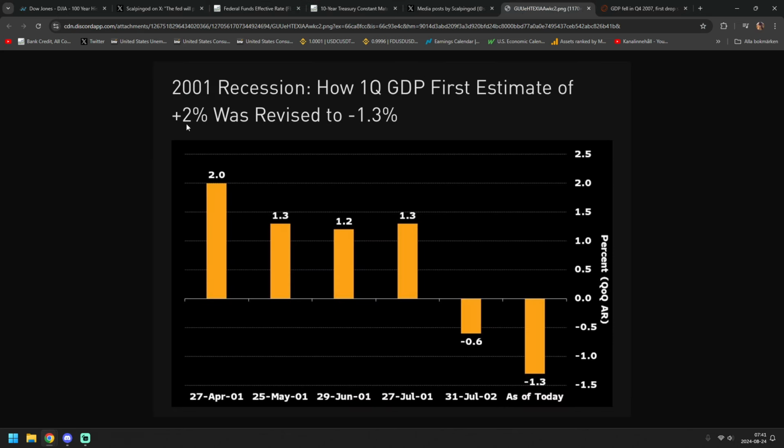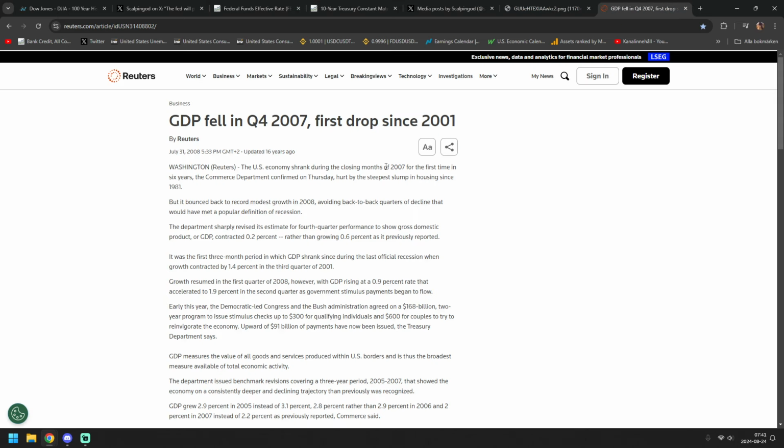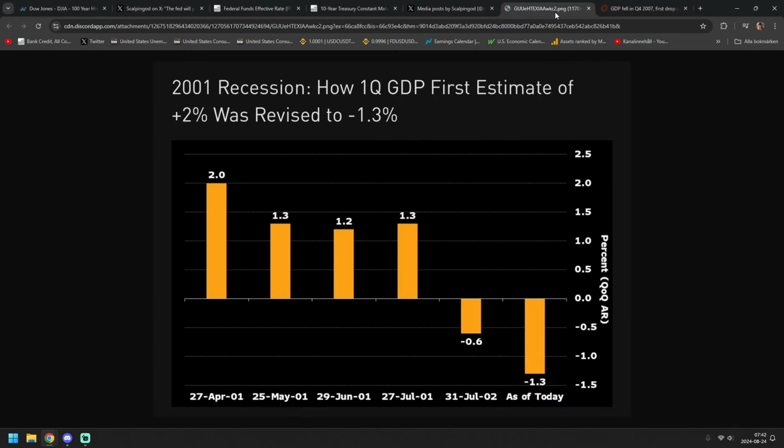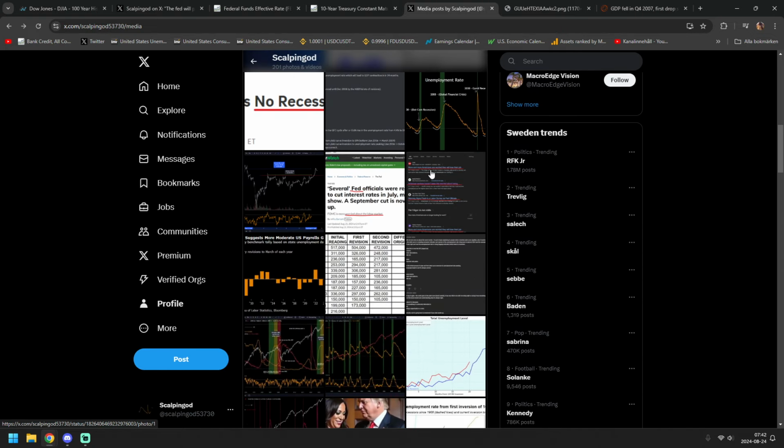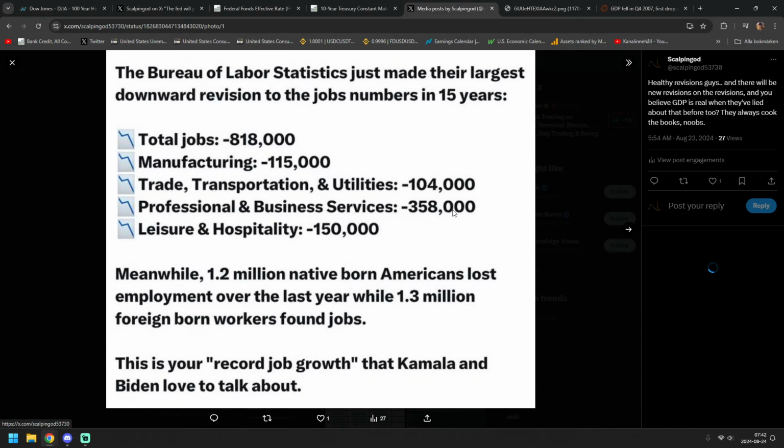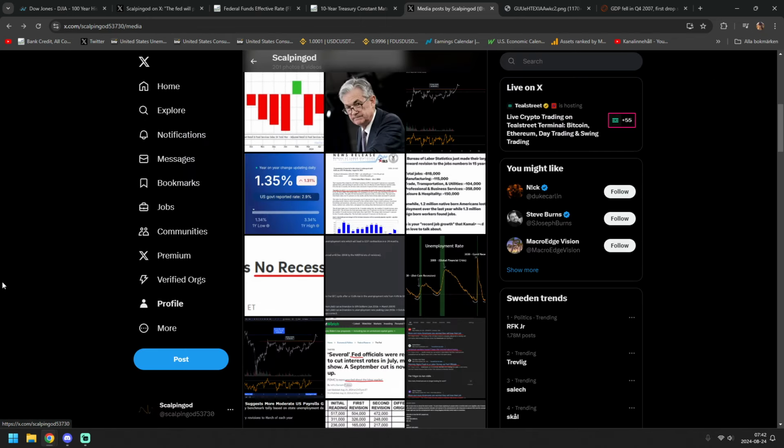So in the dot-com recession, a 2% growth number was revised down to a 1.2% contraction. And here they revised a number, rather than growing 0.6% as previously reported, they sharply revised to a contraction of 0.2%. Just like they're revising the jobs numbers. The Bureau of Labor Statistics has made their largest downward revision to the jobs number in 15 years. Oh, another data point that points towards, guess what, 2008, 2009. They're lying about everything.